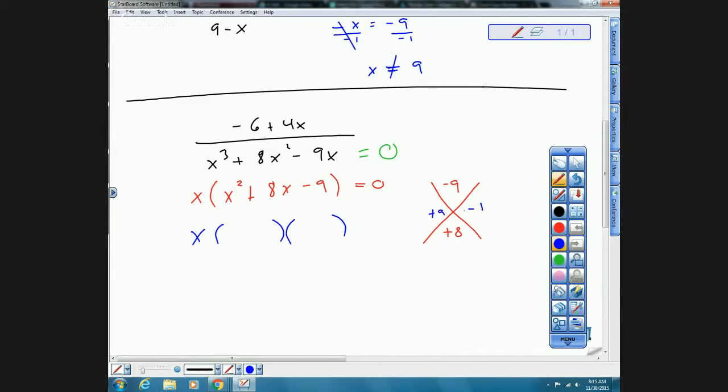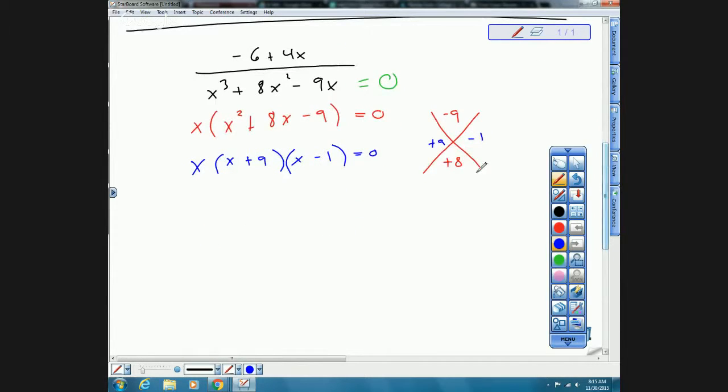Negative 1, -1, +9, right? So x times x is x squared, 9 times -1 is -9, 9 minus 1 is +8. So you have 3 different answers on this one. Remember, you set each of those equal to 0, so x equals 0, x plus 9 equals 0, and x minus 1 equals 0. So your 3 answers are 0, subtract 9, would be -9, add 1, would be +1.